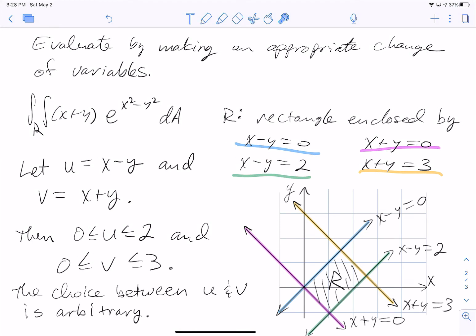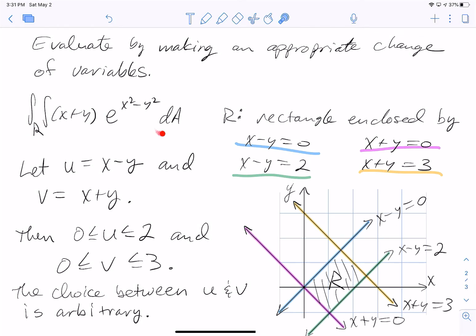As we saw before, the choice of which one is u and which one is v is arbitrary. It wouldn't matter whether x minus y was u or x minus y was v, as long as one of them is one letter and the other is the other letter. Just by making that choice of u and v, we have come a long way with the integral. We can replace x plus y and x squared minus y squared in the integrand with expressions involving u and v. We have our limits for u and v.